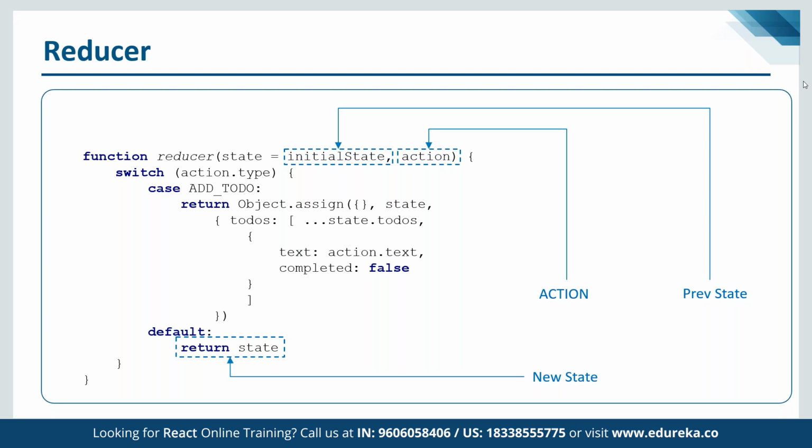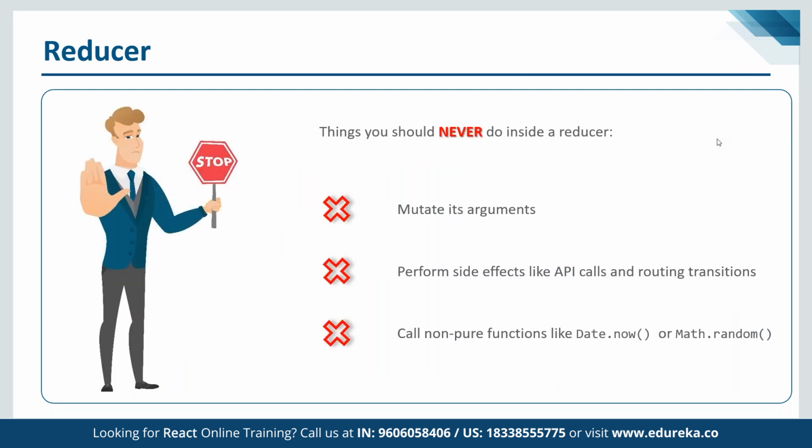And after reducer, there are certain things that we should never include in a reducer. So we should not be mutating its arguments. We should not perform side effects like API calls and routing transitions. And we should not call impure functions like Date.now or Math.random. These things should be avoided when we are working with reducers.